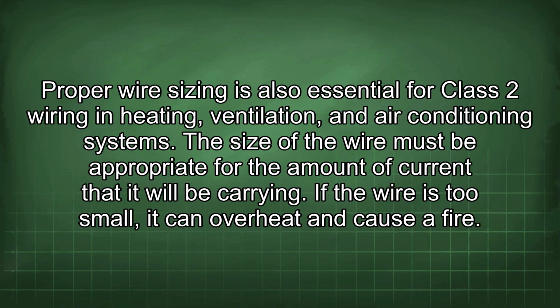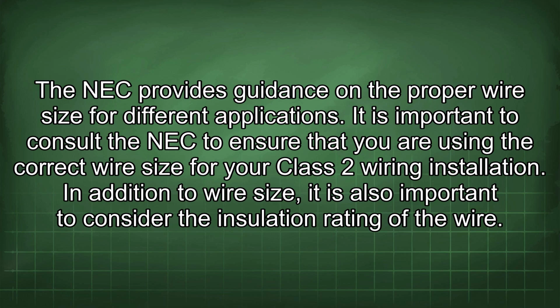Proper wire sizing is also essential for Class 2 wiring in heating, ventilation, and air conditioning systems. The size of the wire must be appropriate for the amount of current that it will be carrying. If the wire is too small, it can overheat and cause a fire. The NEC provides guidance on the proper wire size for different applications. It is important to consult the NEC to ensure that you are using the correct wire size for your Class 2 wiring installation.